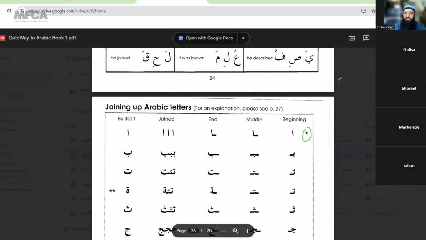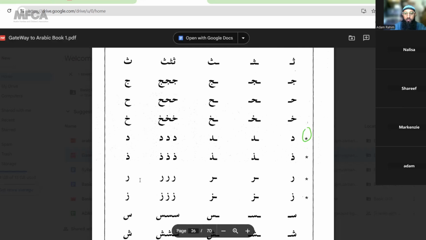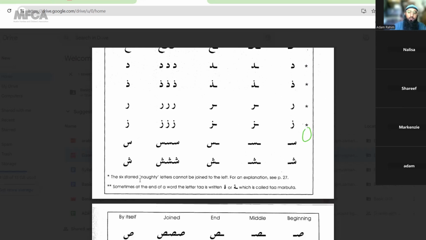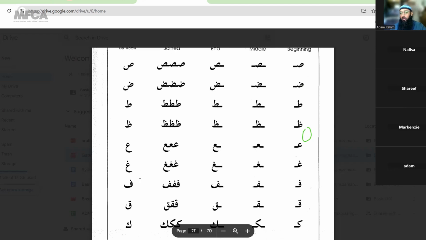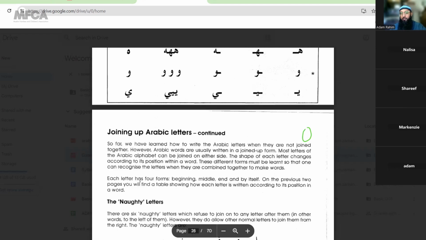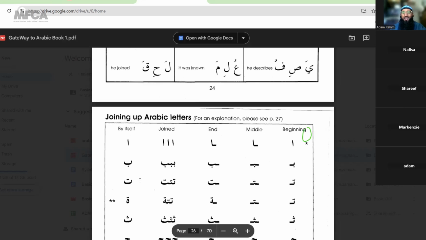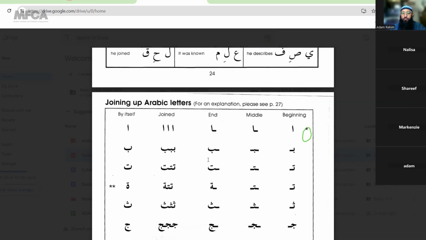They have an asterisk next to it. If you scroll down as well, you'll see we also have other letters with the asterisk, such as that letter, that letter, that letter, that letter. That is going to make more sense to you guys once we've taken all the letters. I'm going to mention to you guys, and I think I hinted towards it in the last class as well, there's certain letters that don't connect to that which comes after them.